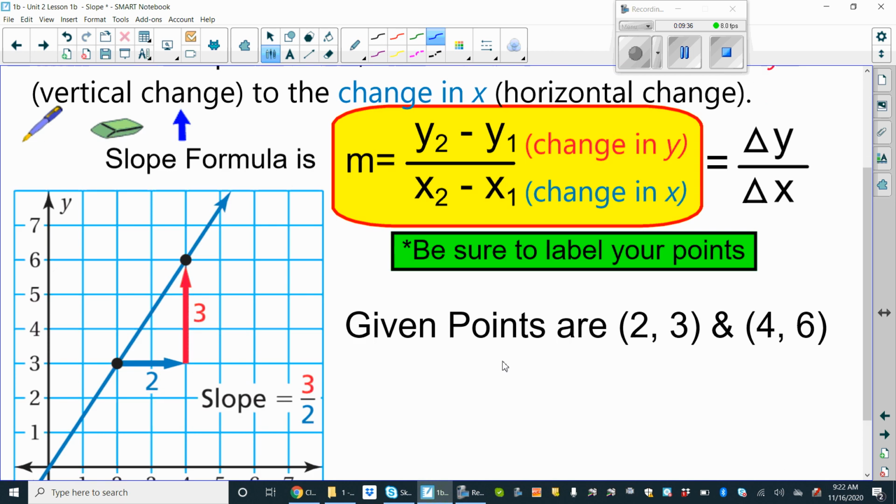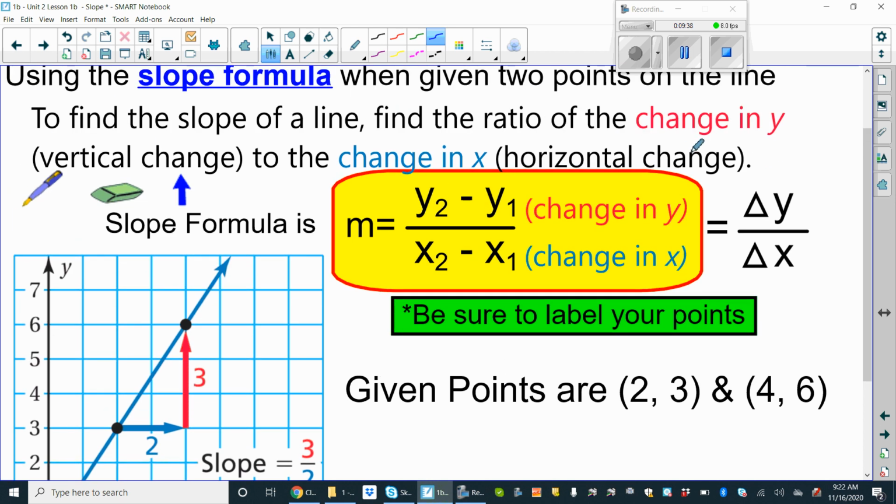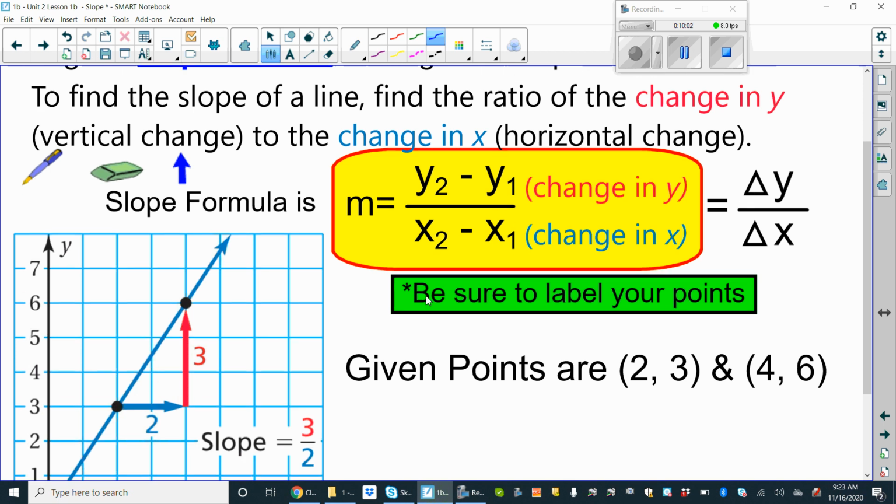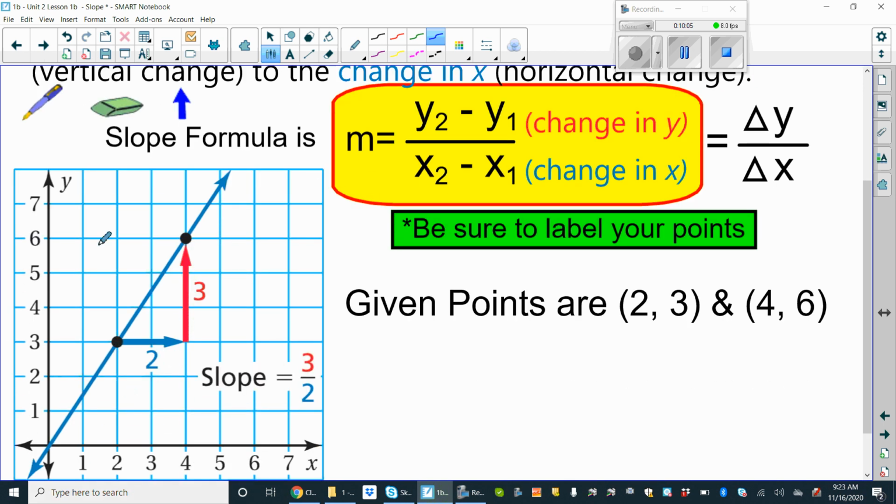Okay, again, here's a little checklist, and we're going to practice. All right, so using the slope formula when given 2 points on the line, to find the slope, find the ratio of the change in y, which is the vertical change, to the change in x, which is the horizontal change. When we say change, that means subtraction, okay? Whenever you're subtracting, you're finding the change between two given points. So we're going to compare how we found the slope of this line from a graph to how we're going to solve for it using 2 points.